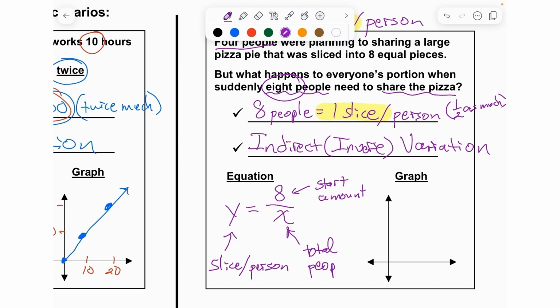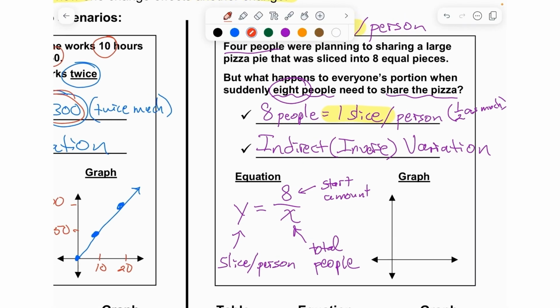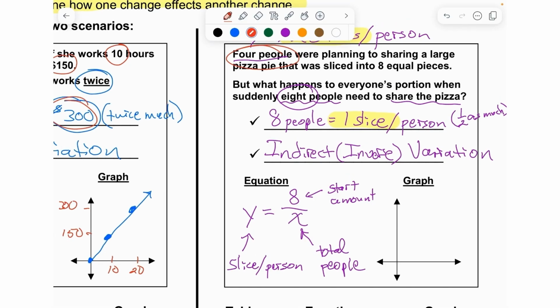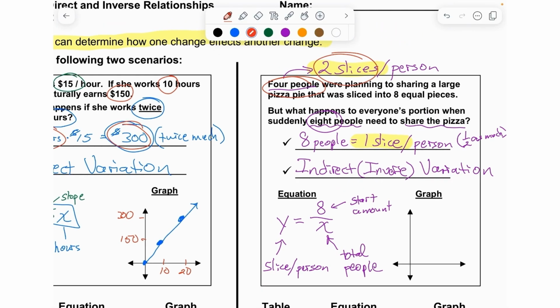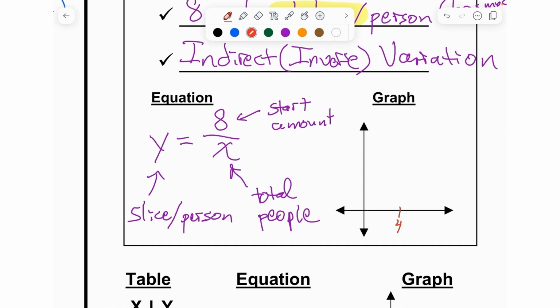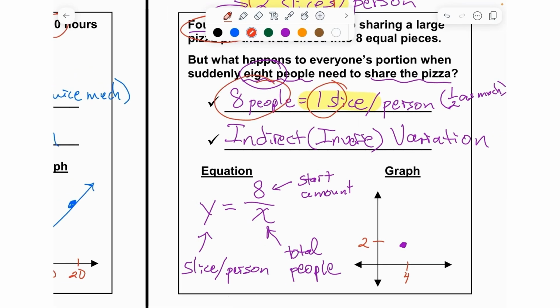All right, this one got a little trickier, didn't it? Yes, it did. What are we going to do here? We're going to graph some values. What values do we have to graph? Well, we've got 4 people, and those 4 people each get 2 slices of pizza. Okay, that'll be an ordered pair. What else do we have? We have 8 people, each getting 1 slice of pizza.